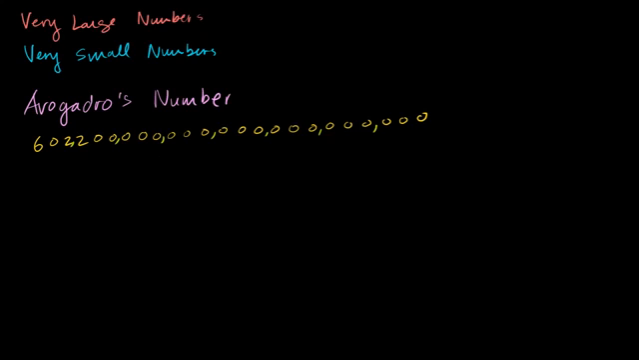Is there a better way to write this than to write it all out like this, to write literally the 6 followed by the 23 digits, or the 6022 followed by the 20 zeros?